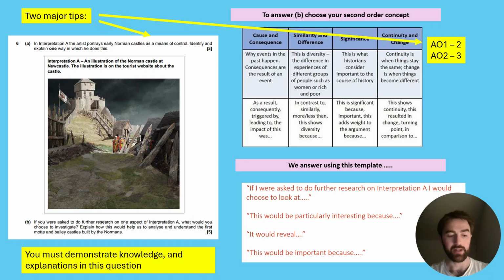Now, another tip is you can actually use the first question almost as a hint as to where you can take the direction of your answer. So when you've read through 6b, have a look at A. Have a look at A and see what it's talking about. In interpretation A, the artist portrays early Norman castles as a means of control. So you could potentially look at the interpretation and see how the artist has made the early Norman Motte Bailey castles look like a means of control. On the next slide I'll show you how.